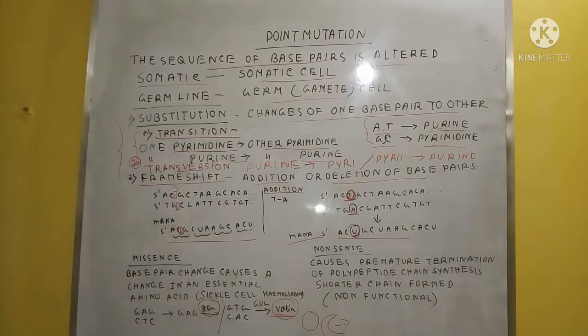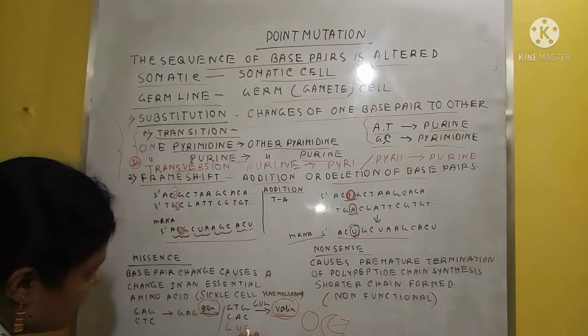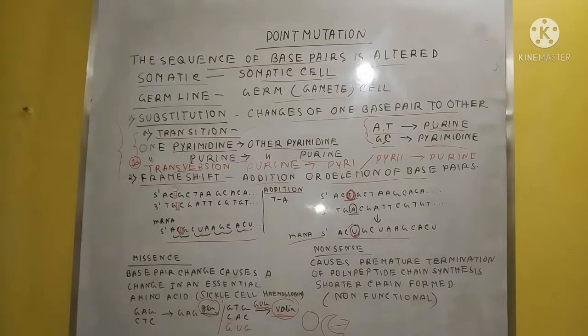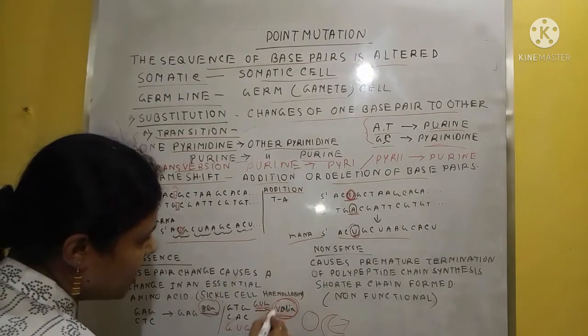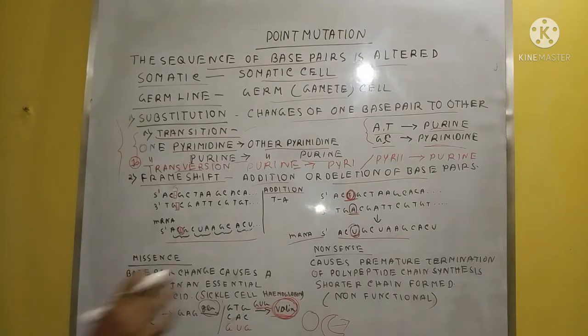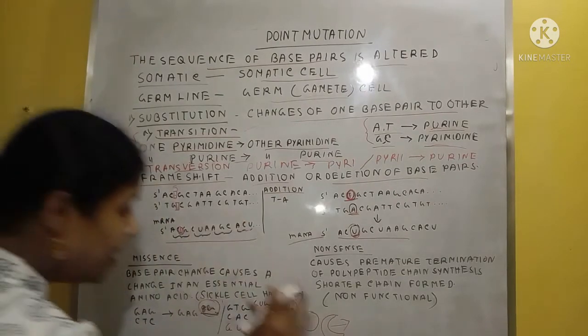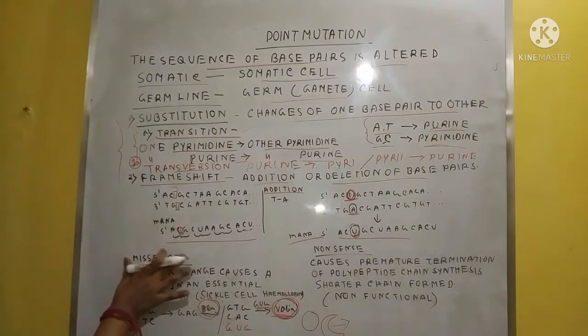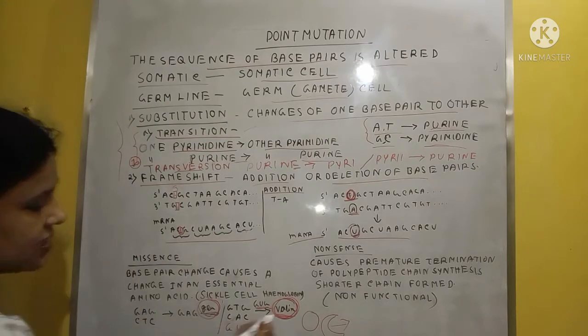Its mRNA is GUG, okay, this is GUG. And what happens is that valine is the amino acid that is formed. But valine is not needed here for the structure of the red blood cell. Here the glutamic acid is needed, but because of the mutation, it is known as a missense mutation. Just one base pair changes here, and glutamic acid changes to valine.